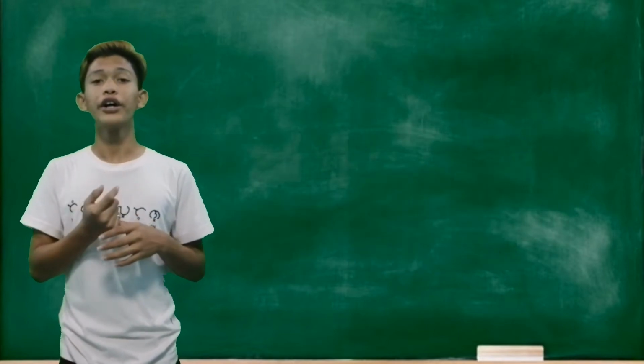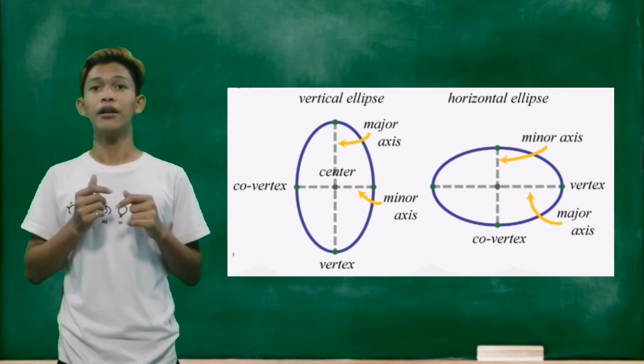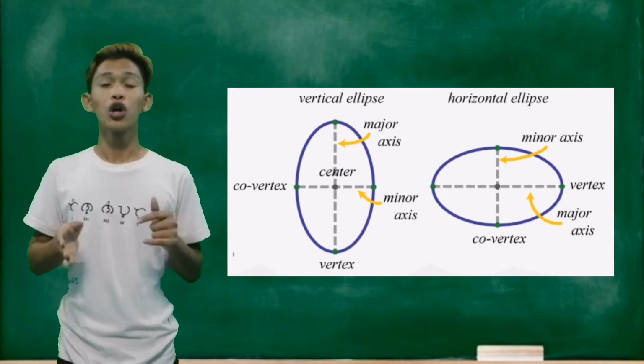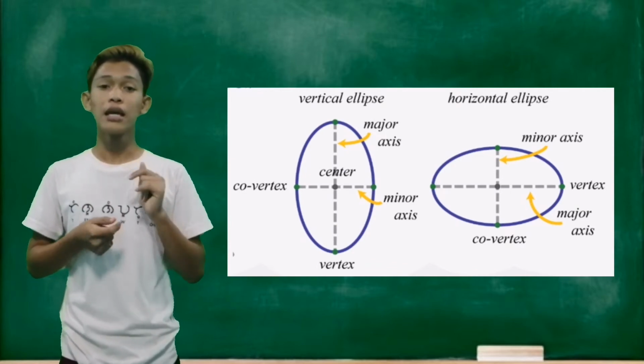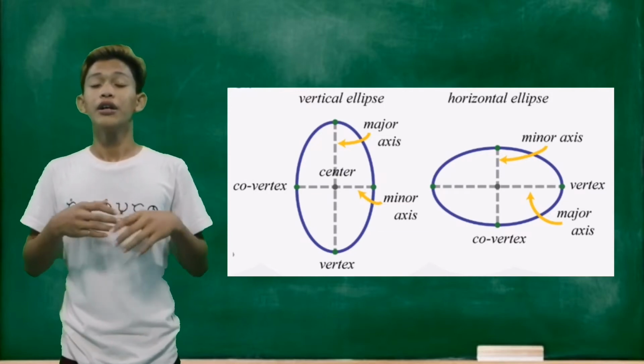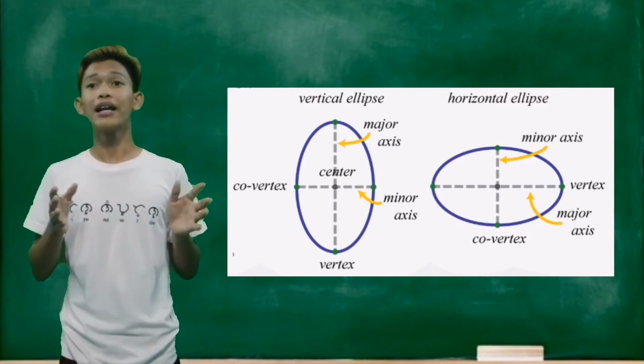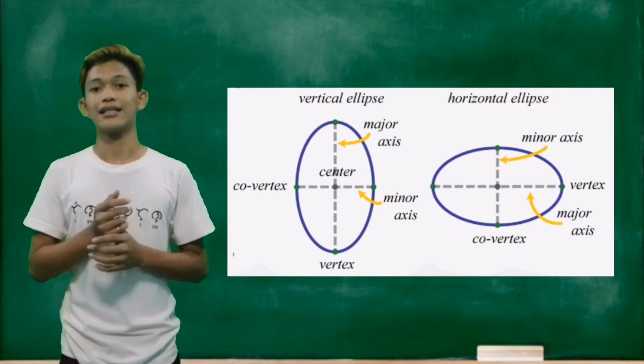There are two orientations of ellipse. It's either vertical or horizontal. It is vertical if the major axis is parallel to the y-axis. And then, it is horizontal if the major axis is parallel to the x-axis.